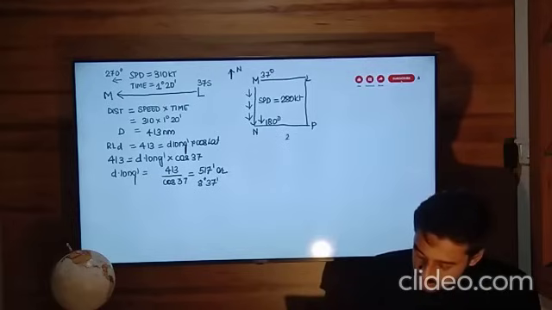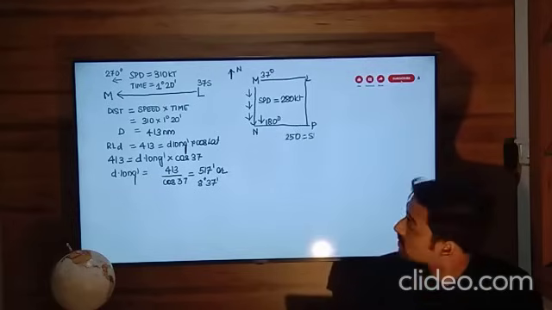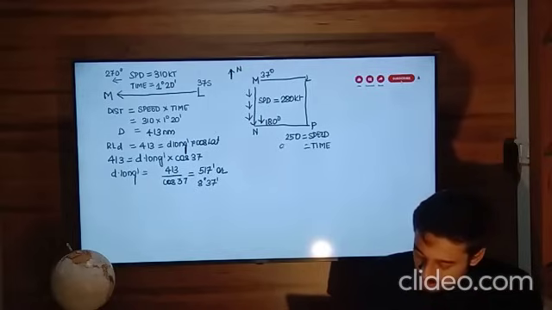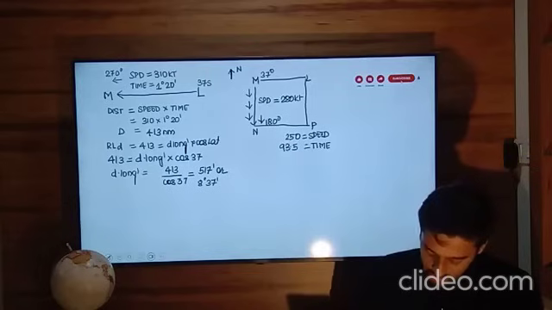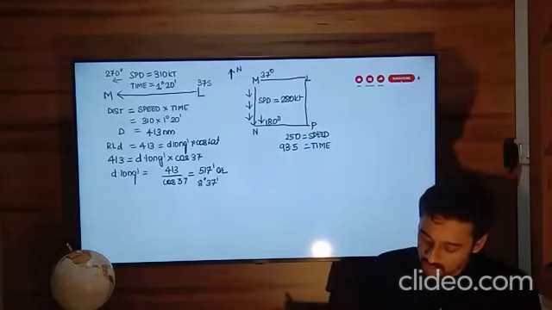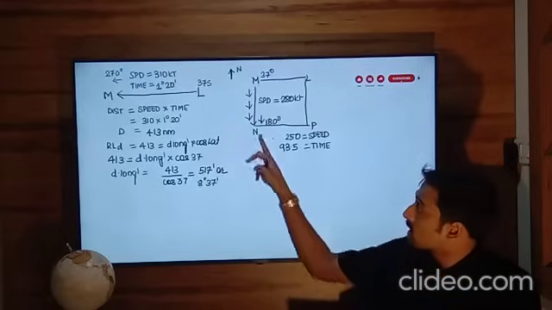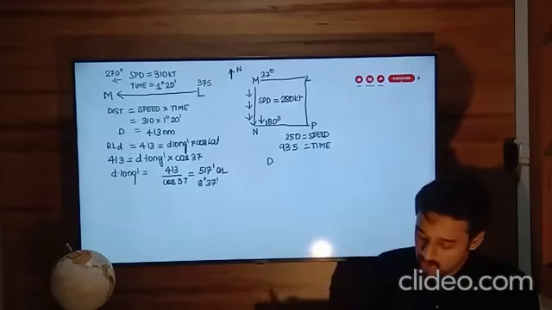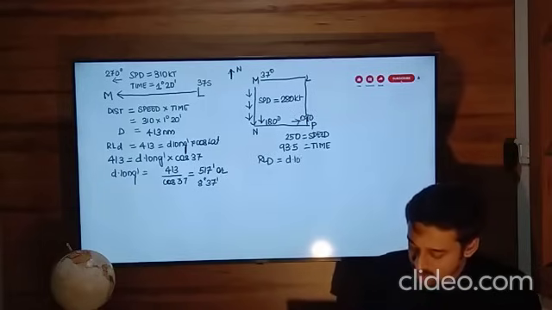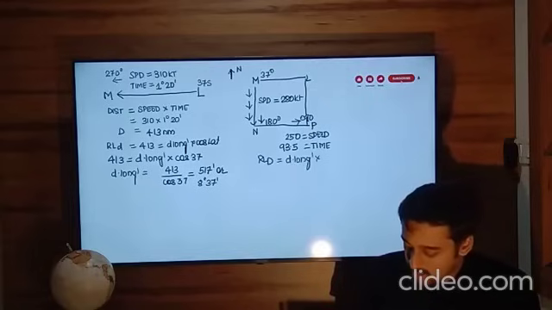So 250 knots is your speed and time is 93.5 minutes. So when you have time and speed, you can calculate distance. Now this again will be your Rumline distance since you are flying 090. So Rumline distance equals to D long in minutes into cos lat.